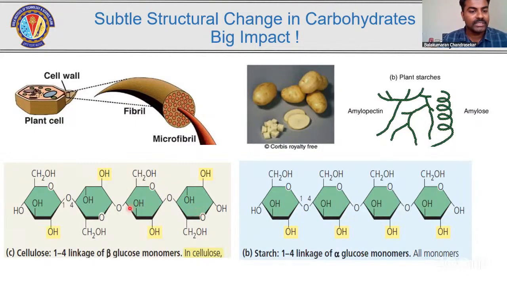In one case, when the glucose units are connected via beta 1,4 linkages, this is going to have a very important crystalline property, which provides very important structural support to a plant cell. Whereas when they are connected in the alpha form, they serve as an energy source, and this also gives different mechanical and elastic properties. So this is a very important slide, which is saying that a subtle change in the carbohydrate structure can have a huge impact in the biological process.